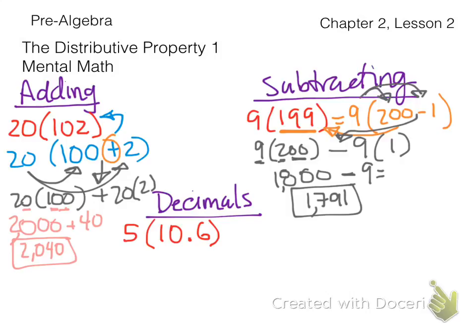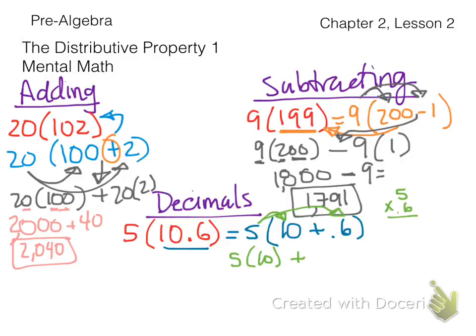Okay, so this also works for decimals, where I can split up the 10.6 into 10 plus 0.6. So I'm going to multiply 5 times 10 plus 0.6, because again, 10 plus 0.6 is the same as 10.6. It's just giving me an easier way of looking at things. So I'm going to distribute the 5 times everything inside of the parentheses, 5 times 10 plus 5 times 0.6. Well, 5 times 6 is 30, and then 1 decimal place over means it's 3.